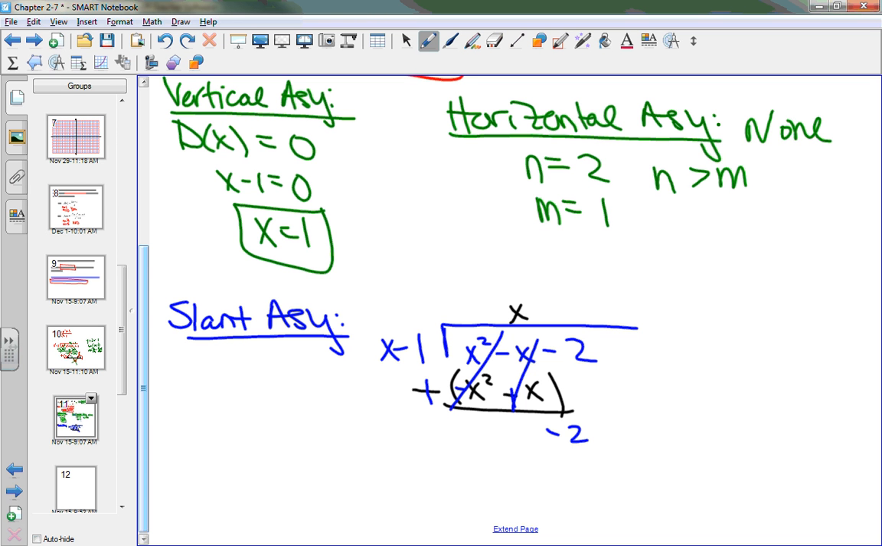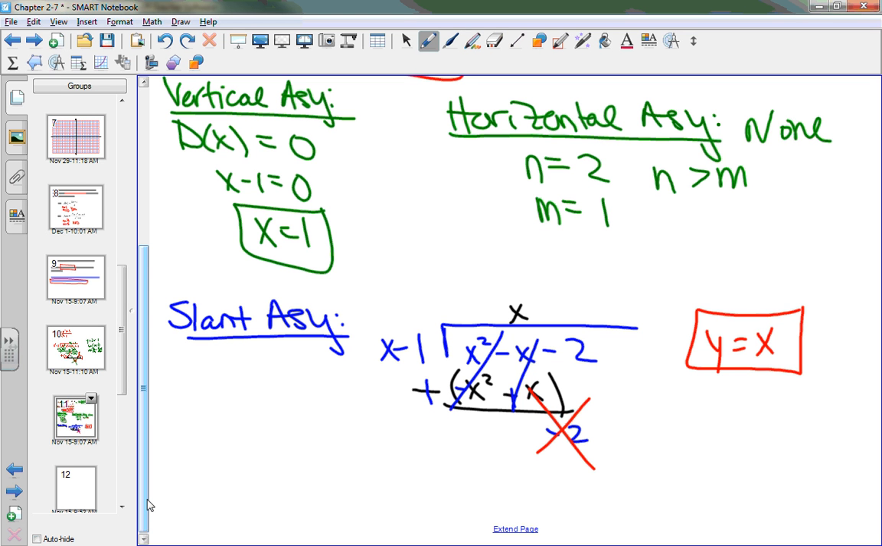So now, do I care about the remainder? No, I do not care about that. So what's the equation of my slant asymptote? Y equals x is my equation. That's the equation of my slant asymptote. How do I graph that? That's a plus and that's a minus, because you have to change the sign, because x times negative 1 is negative x.